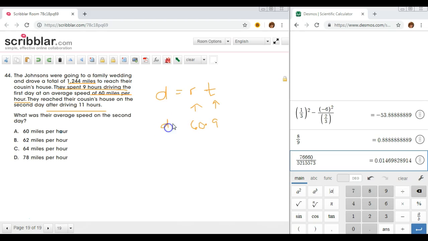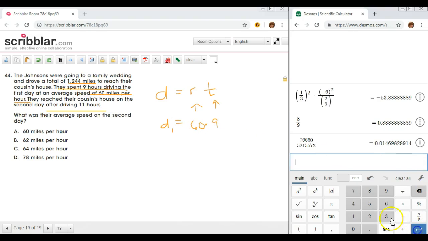So on the first day only, I'm going to put D1 for day 1 or distance 1 because we have a total distance, but that's the distance for both days. So for this distance, we're going to do 60 times 9. Oops, my bad, 60 times 9 is 540. So the distance the first day was 540. Now for the second day, all we know is the time. They spent 11 hours on the second day.